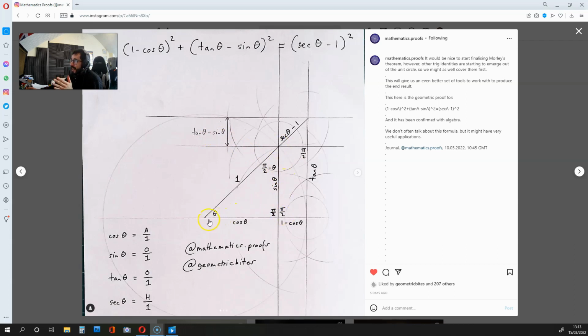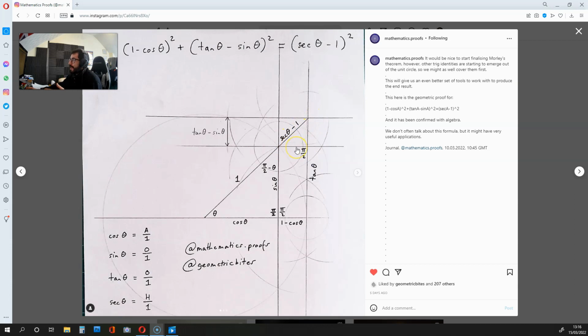Now, because the hypotenuse of this right-angled triangle is going to be sec θ, and the radius is equal to 1, then this length over here, this hypotenuse, is going to be sec θ − 1. Considering these facts, we have the length 1 − cos θ over here. We have the length tan θ − sin θ over here. And we have the hypotenuse sec θ − 1 over here.